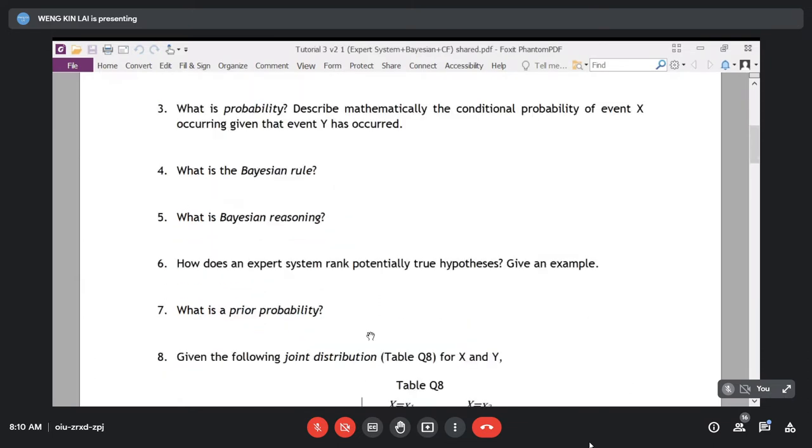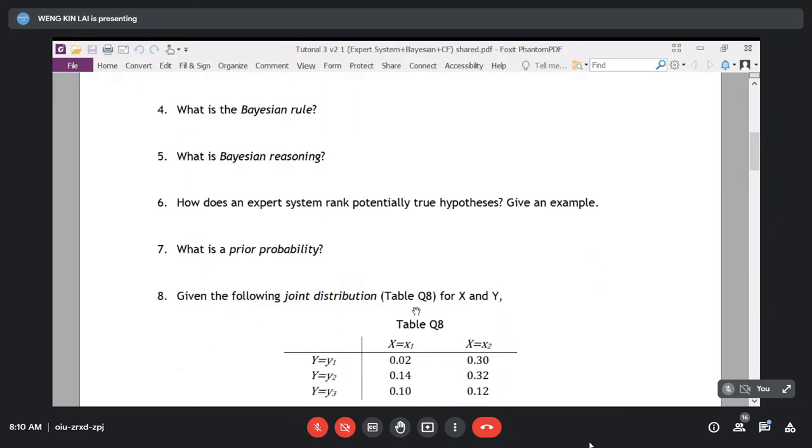So then what is Bayesian reasoning? If we look at the book on page 83, it's basically the uncertainty management technique that may be applied. So basically you're using the Bayesian rule to explain certain things and then use it in expert systems. Okay, for the rest of them, you just look at it and then go back to the lecture notes and look at it. So now let's look at question number 8. Let me get my pen.